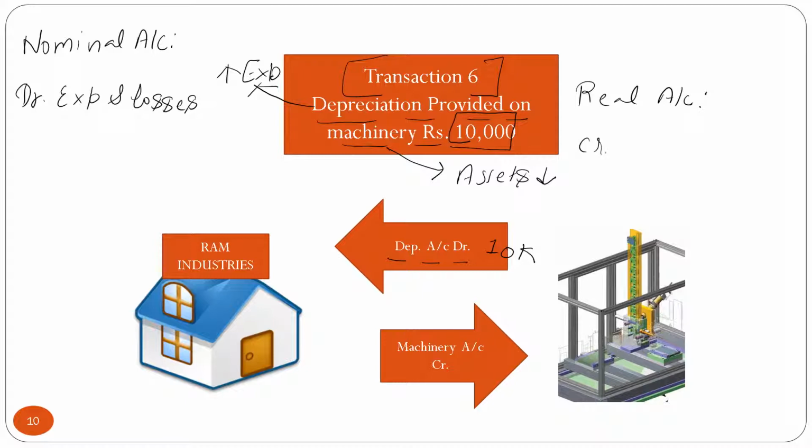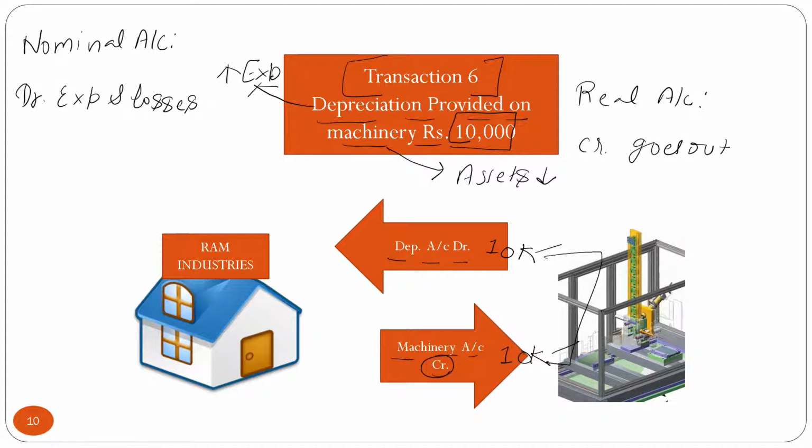Credit what goes out. So if there is a decrease in the value of assets, we will credit assets by that amount. So machinery account credit by 10,000. So here we come up with the journal entry: the depreciation account debit by 10,000 and machinery account credit by 10,000. So these are the two effects, the debit and credit effects of this transaction.